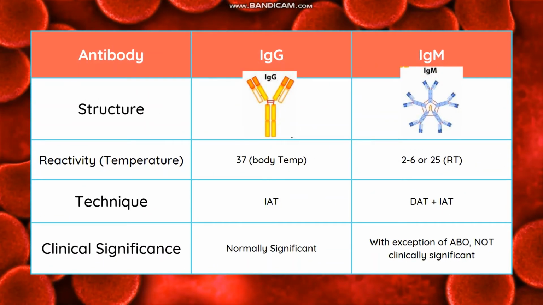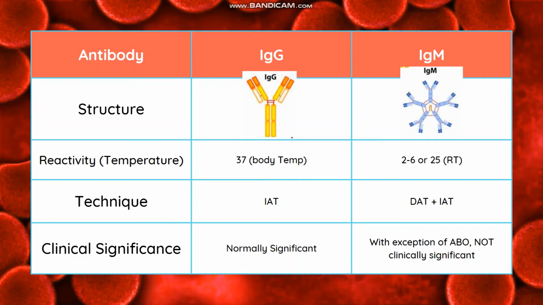Finally, I want to talk about clinical significance. A clinically significant antibody is a term that you're going to hear a lot in blood transfusion. When we're talking about clinical significance, what we're looking at is how likely that antibody is to cause an immune response. That immune response in blood transfusion, we're looking for either a transfusion reaction or hemolytic disease of the fetus or newborn. So if we say an antibody is clinically significant, it means it's going to cause an immune response.